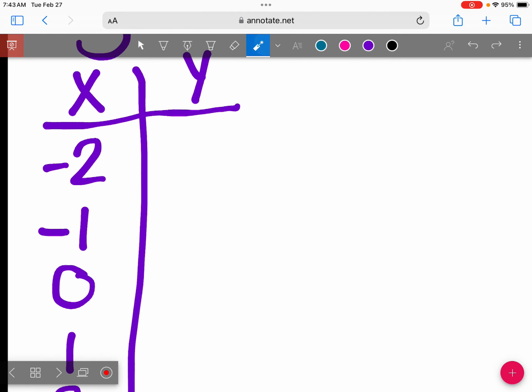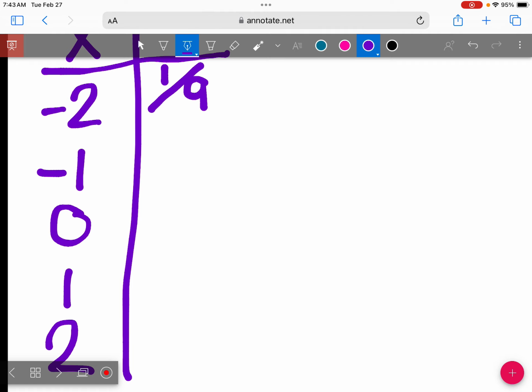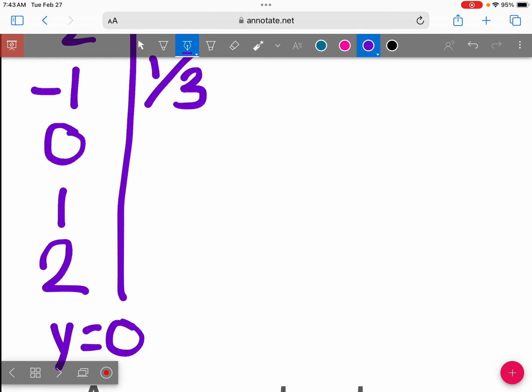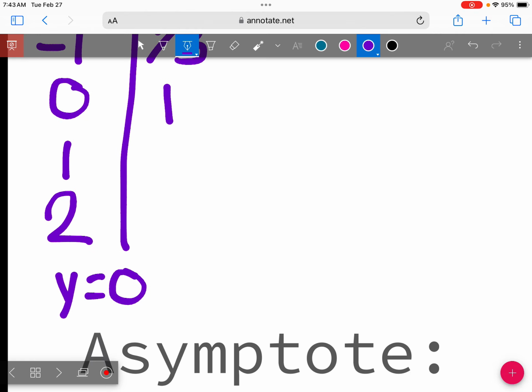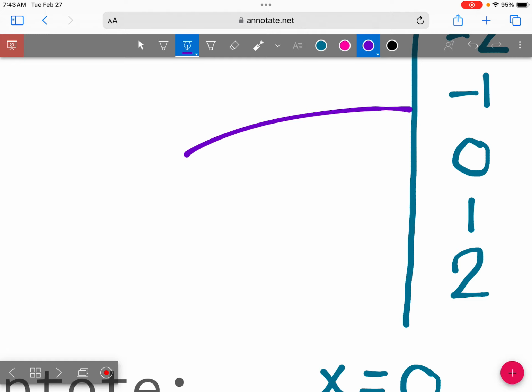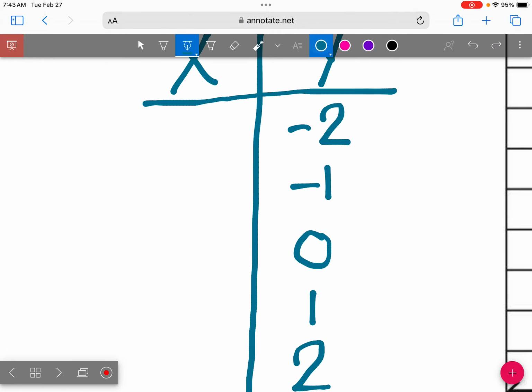Our y values we do exactly the same way, or the y values for our parent are exactly the same way. 3 to the power of -2, that's 1 over 3 squared, or 1 over 9. 3 to the -1, it's 1 over 3 to the first, or 1 over 3. Anything raised to a 0 power is 1. 3 to the first is 3, and 3 squared is 9. Those are our x values.